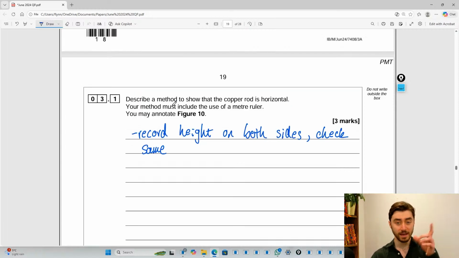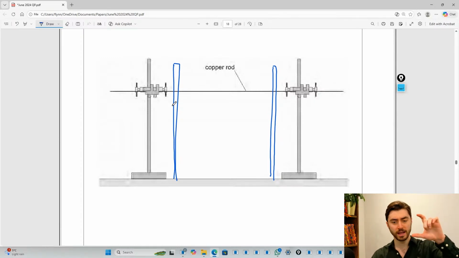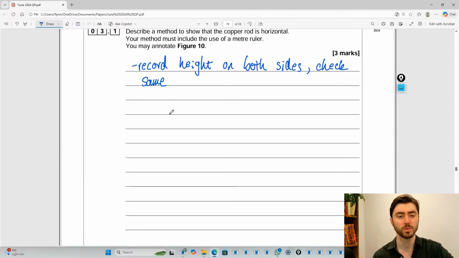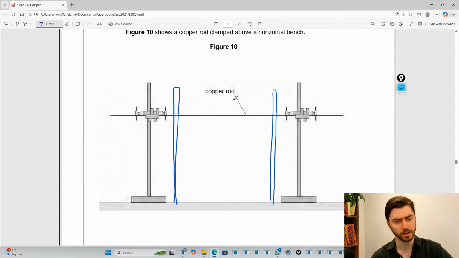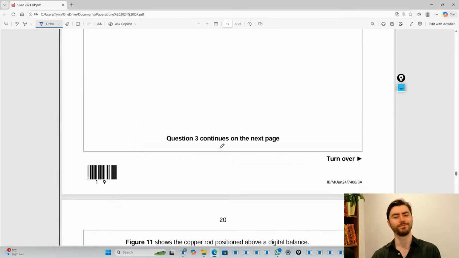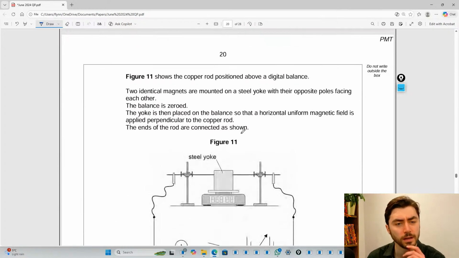And maybe, because this is definitely going to be asking about how to reduce parallax error of that reading, maybe you want to use a set square to avoid parallax error. I feel like I'm going to lose a mark on this just for precision of what they want. What else do they want here? I think I'm not too enthused by that. I hate that.